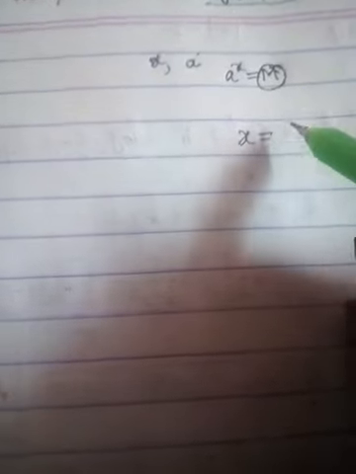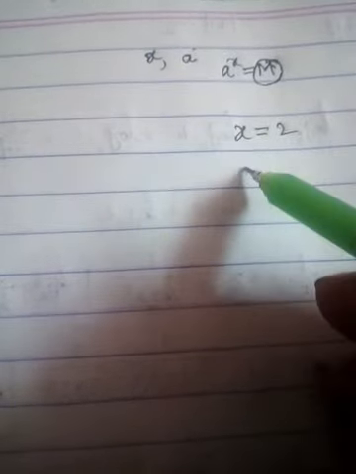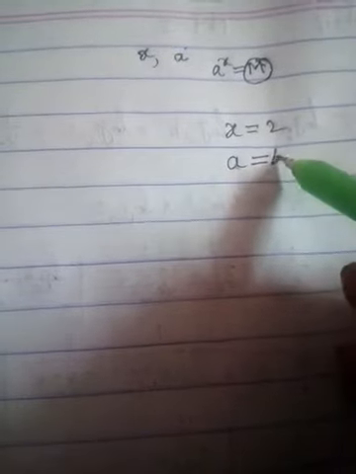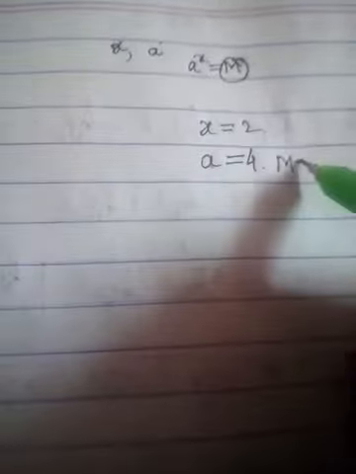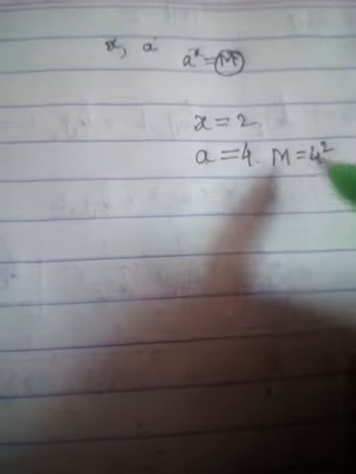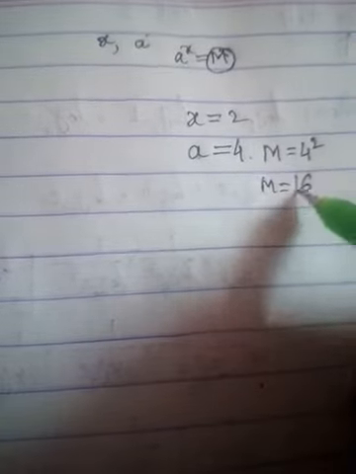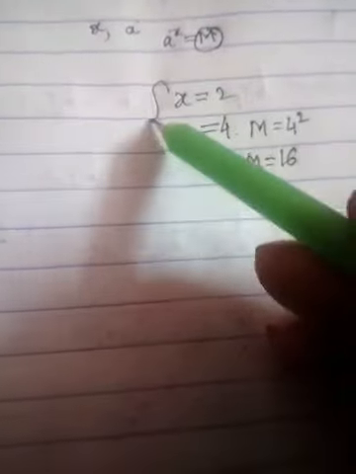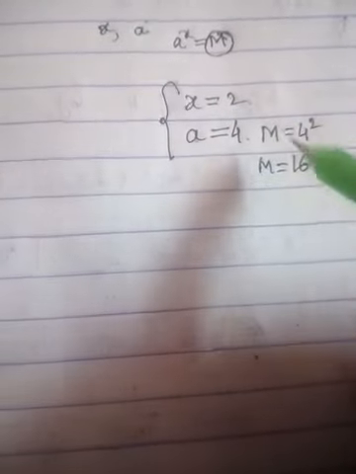Suppose x and a are two real numbers. Now a to the power x equals m. The value of m can be calculated if the values of a and x are given. Suppose the value of x is 2 and the value of a is 4, then m equals 4 to the power 2, that is, m equals 16. So if the values of x and a are given, we can easily find out the value of m.